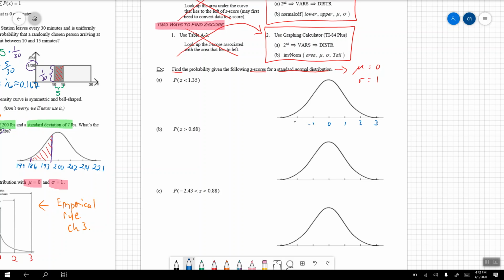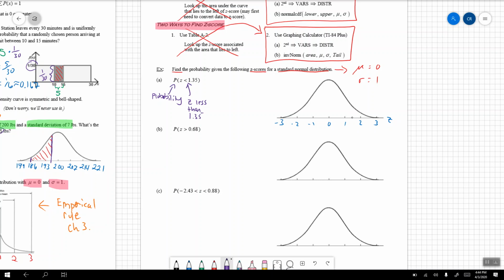On a bell curve, what does that look like? It just looks like this. There we are. Just like that. Now, these are all z-scores, so I'm just going to label it z-scores. There we are. Now, I'm going to focus on part A. Part A is asking us to find the probability that z is less than 1.35.